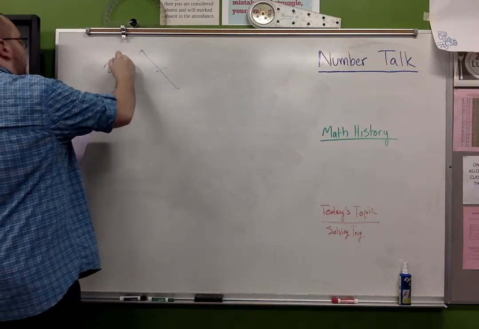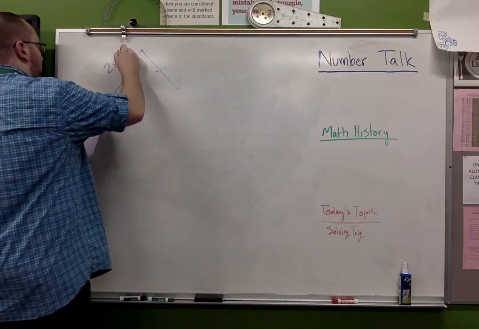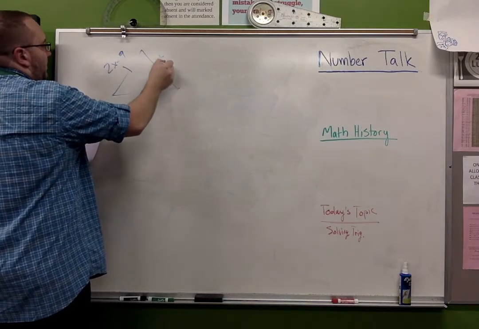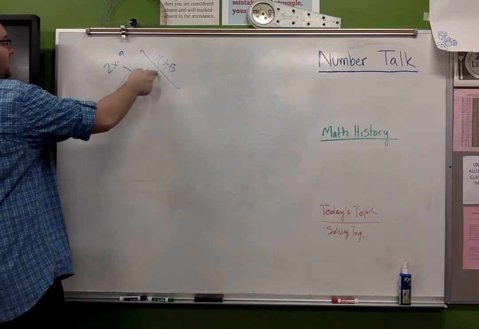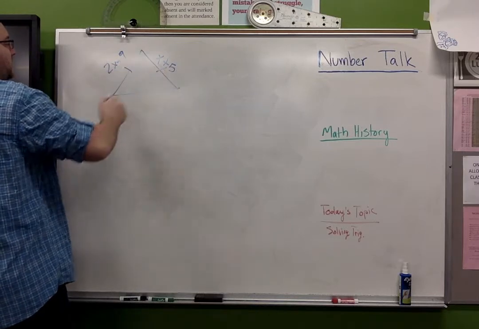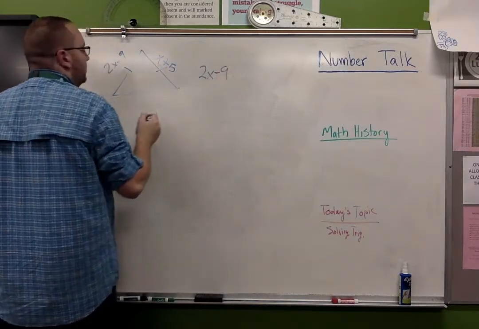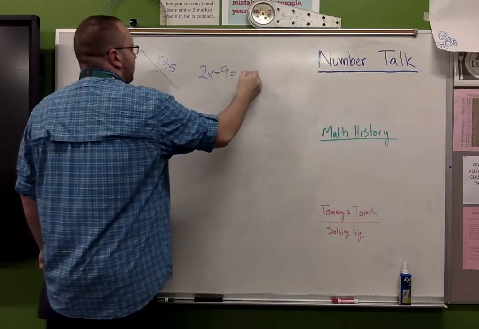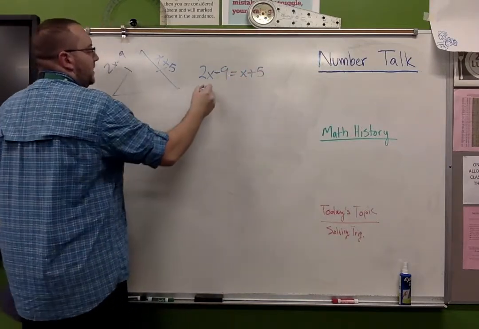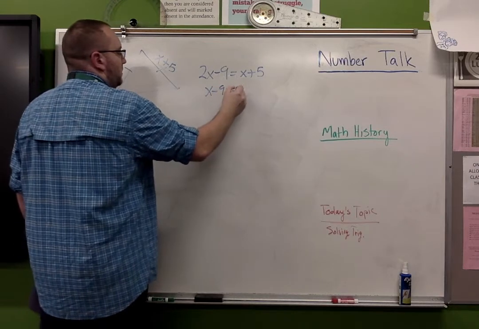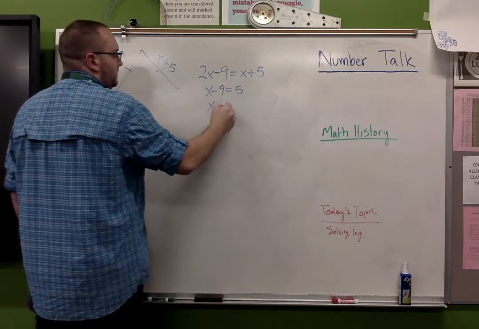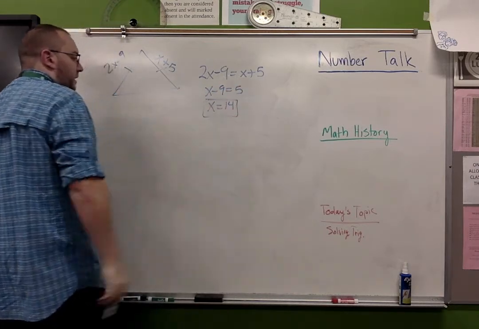This is 2x minus 9, x plus 5. Since this is an isosceles triangle, these two sides are congruent, so they're equal to each other. Their measure, 2x minus 9, is equal to x plus 5. Minus x both sides, plus 9 both sides. There's your answer.